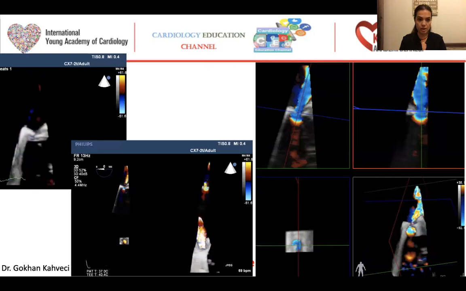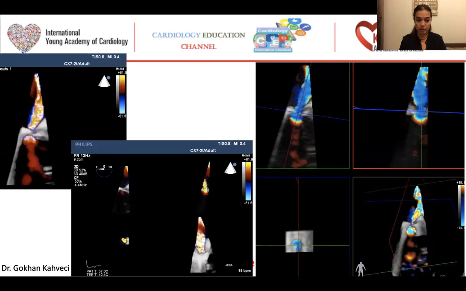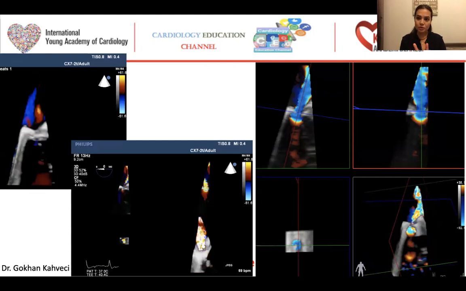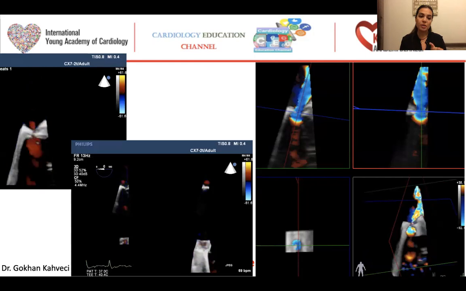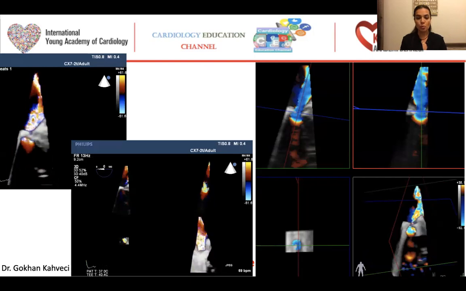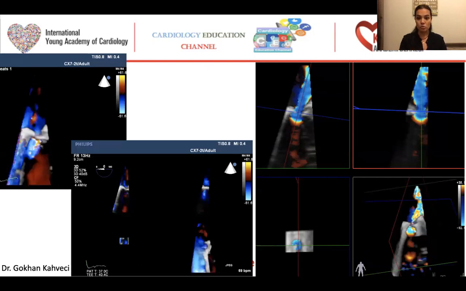Here you see a 1 beat acquisition, but we narrowed the sector, so the frame rate is 13, as you can see here. It's not bad at all, so we can make measurements from these MPR views.